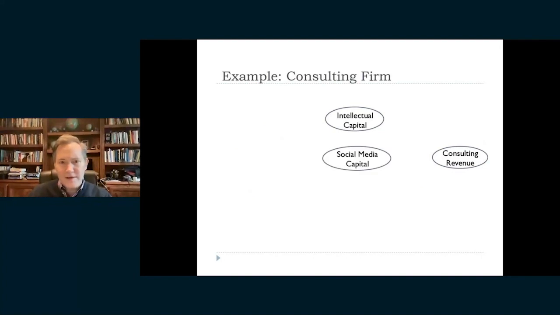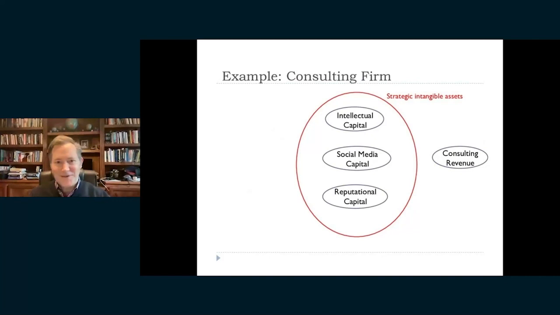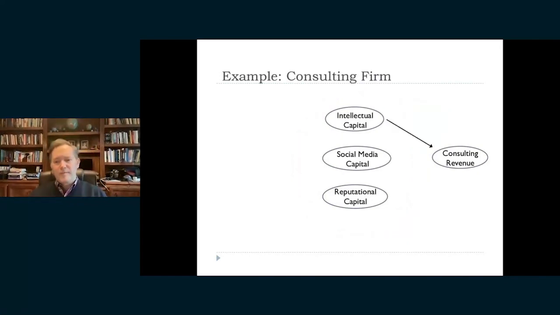Okay, last example is a generic consulting firm. It wants to get consulting revenue and has identified 3 strategic intangible assets that it needs to develop. It needs intellectual capital. It might have proprietary systems or procedures or tools that it uses. It has social media capital that it wants to generate all of its leads online. And it has reputational capital. So the company would know that all 3 of these things help drive consulting revenue.